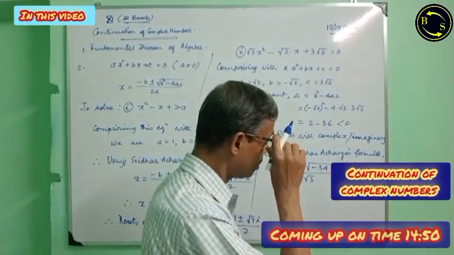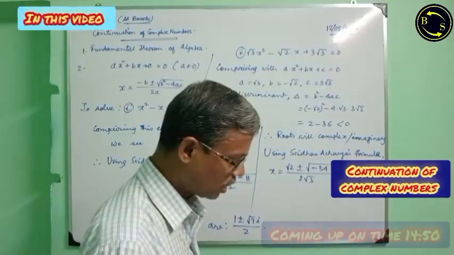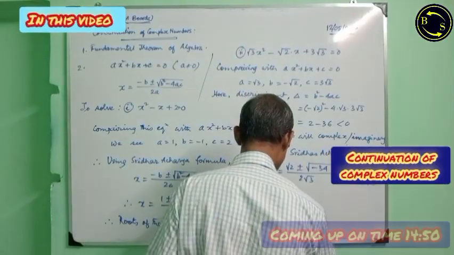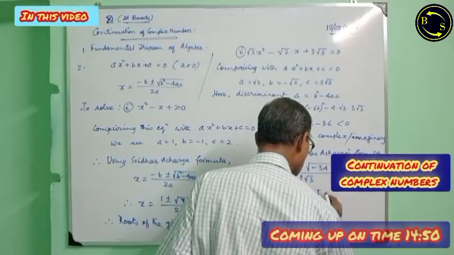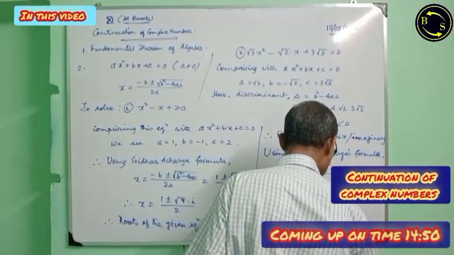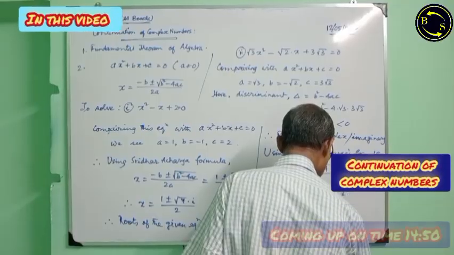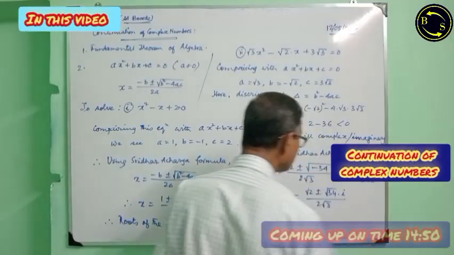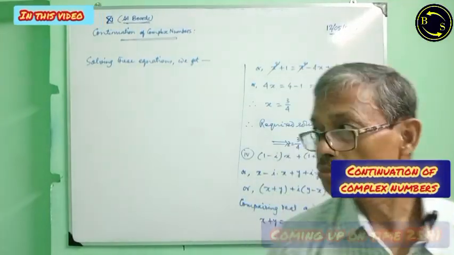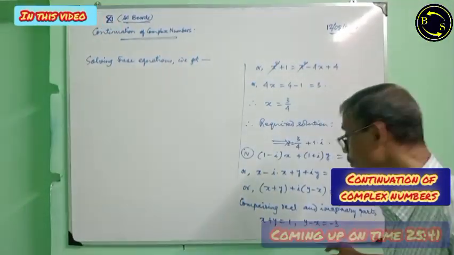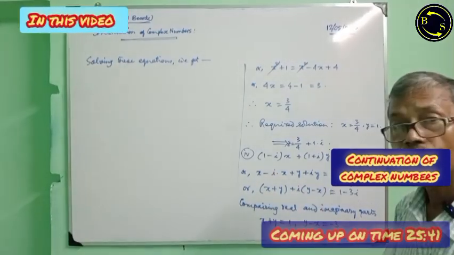We will get root 2 at the denominator. Therefore, we keep this form intact. Root 2 plus minus root 34 into i divided by 2 root 3. This equation is a very simple case. Therefore, we show in the rough work the method of solving.